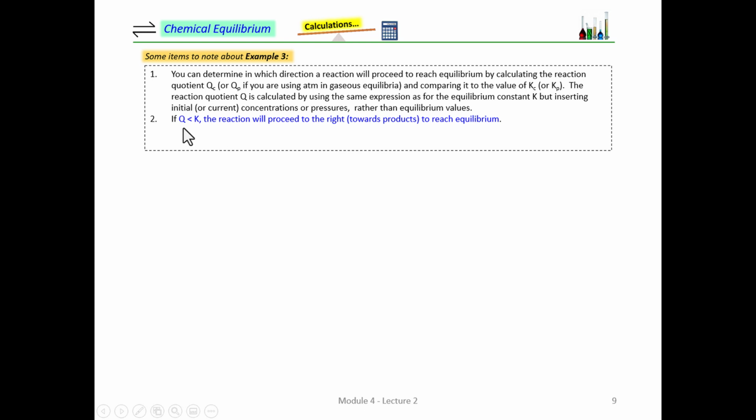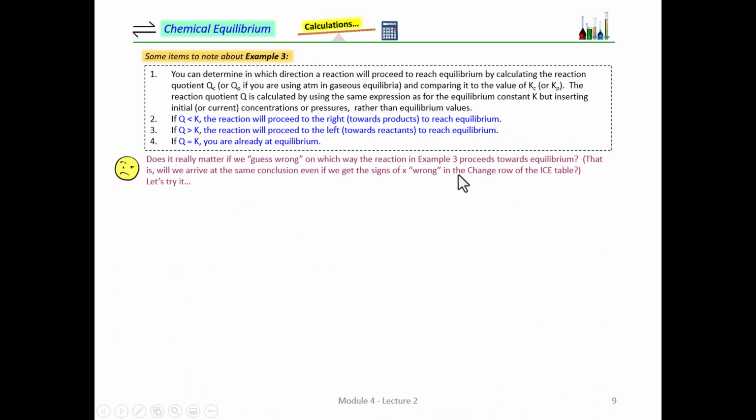If the value of Q initially or at any point is less than K, the reaction will proceed to the right, or continue to proceed to the right towards products, to reach equilibrium. If the value of Q is actually larger than Kc, the reaction will need to proceed to the left, back toward reactants, to reach equilibrium. And if you're lucky enough that the value of Q equals K exactly, you're already at equilibrium and the reaction in the net sense doesn't need to go forward to the right or backwards to the left.